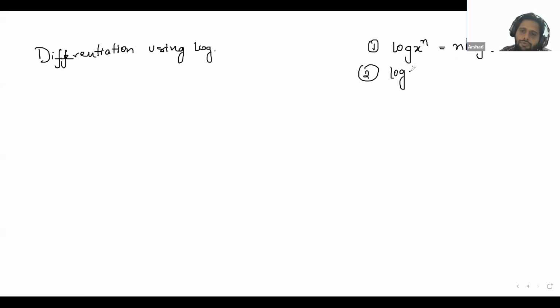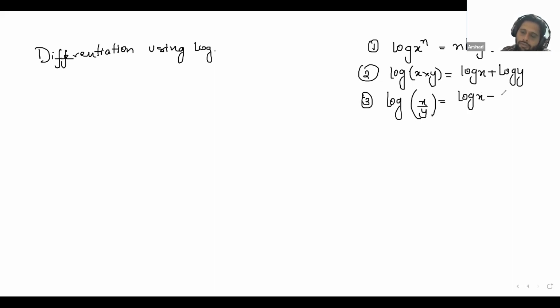And next, suppose we have two functions, for example, x and y. If these two are getting multiplied and there's a log, then you can write log x plus log y. If there's a product, then you can add these two terms. Third, if you have log x by y, if these two are in division, then you can write log x minus log y.